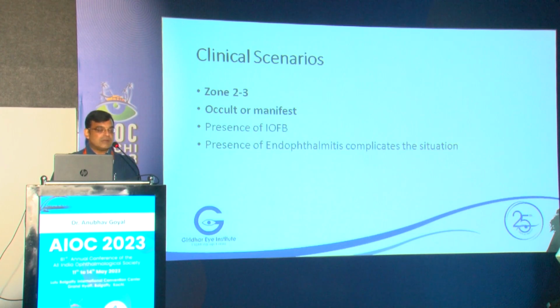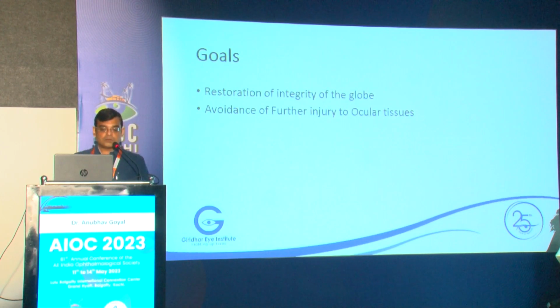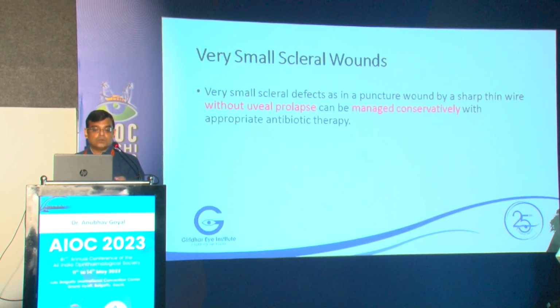Foreign bodies in a very badly damaged eye with a lot of hemorrhage in the AC and posterior segment are difficult to see. For that you need imaging. So the goal is restoration of the integrity of the globe and avoidance of further injury to the underlying ocular tissues. For very small scleral wounds where there is not much leakage, like a wire injury in the eye without much uveal prolapse, where you are not seeing much tissue damage, you can just manage conservatively with antibiotic drops, and it will heal because of the Tenon's support.